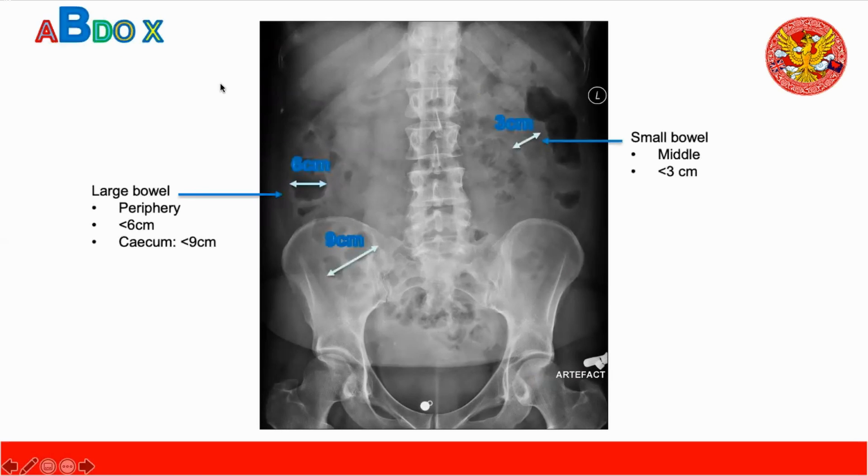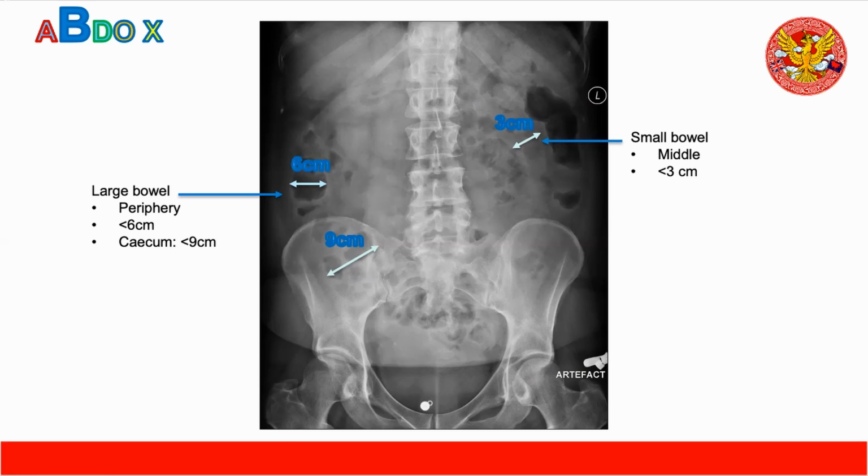Next, you'd look at B, which stands for bowel, and you'd want to differentiate between small and large bowel. The way you can do that is anatomically: small bowel will be more likely to be centered in the middle, and large bowel would be in the periphery. Also in terms of size, there are differences. Small bowel, the upper limit is 3 centimeters, large bowel 6 centimeters, and the cecum is 9 centimeters. So it's the rule of 3, 6, 9.